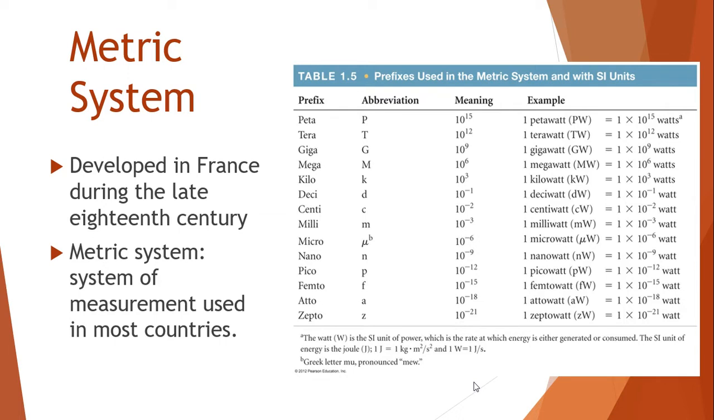Next, we're going to get into the metric system. The metric system was developed in France during the late 18th century. It is a system of measurement used in most countries, just not the United States. We use the imperial system. Since most countries do use the metric system, a lot of scientists have agreed that this is the system we are going to be using when conducting scientific research. It prevents any kind of miscommunication that can occur. And sometimes people know the metric system as being called the SI system as well. We use those interchangeably.